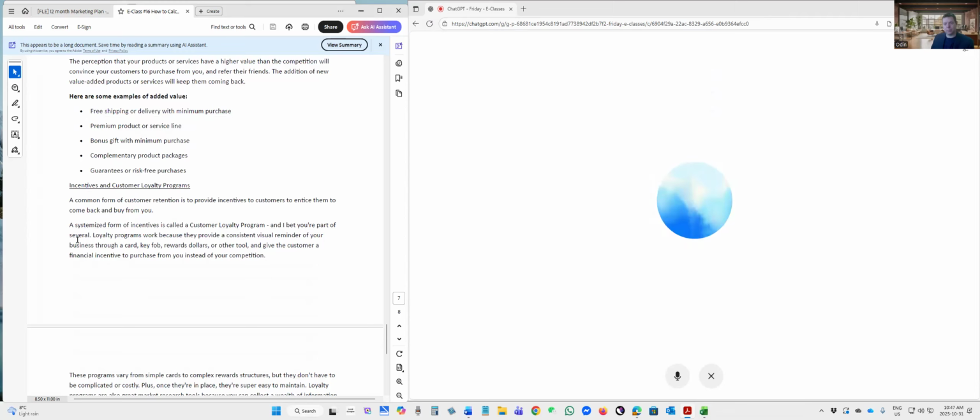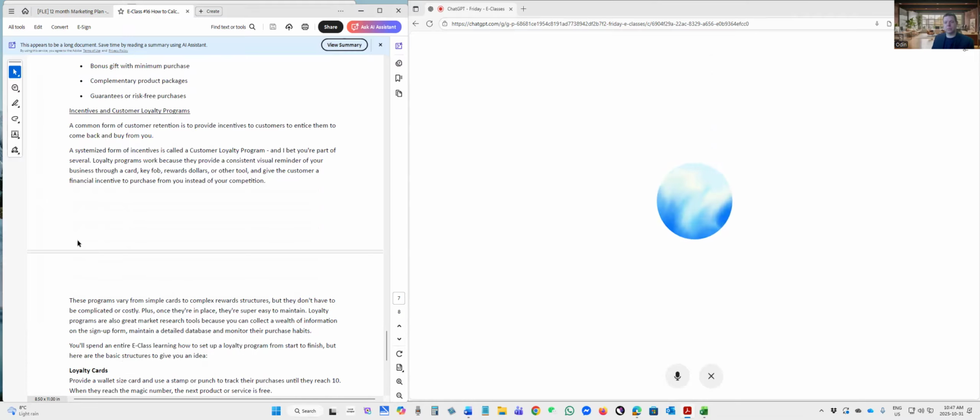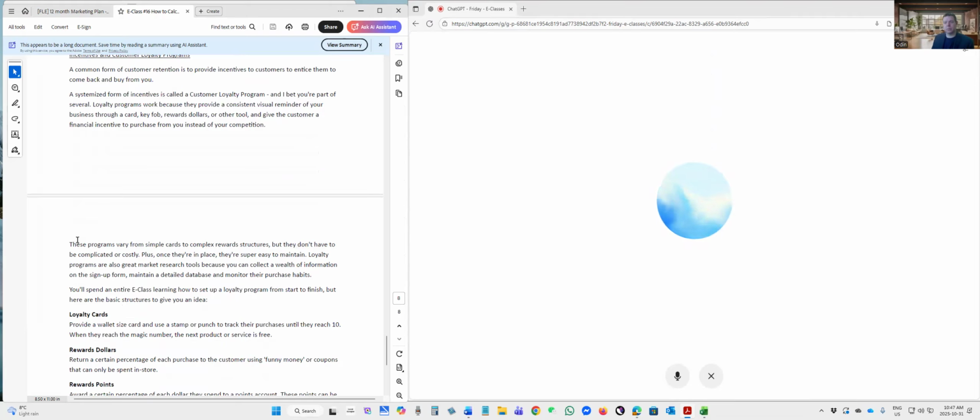A common form of customer retention is to provide incentives to customers to entice them to come back and buy from you. A systemized form of incentives is called a customer loyalty program, and I bet you've heard of several yourself. Loyalty programs work because they provide a consistent visual reminder of your business through a card, key fob, rewards dollars, or other tool, and give the customer a financial incentive to purchase from you instead of your competition.